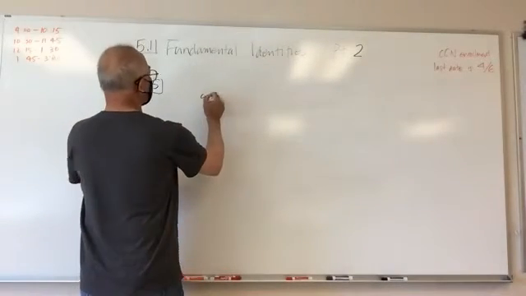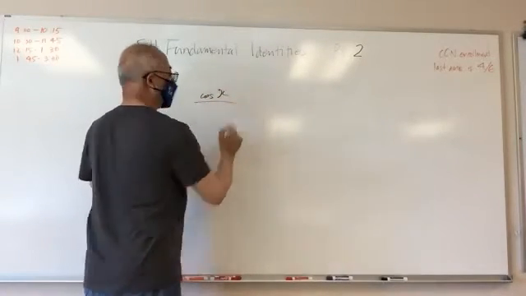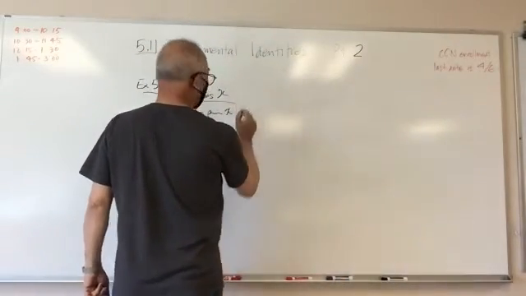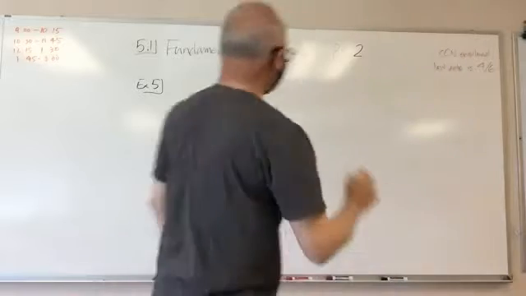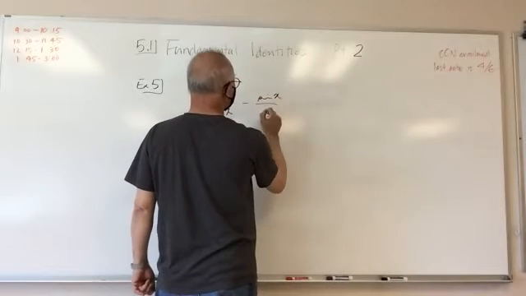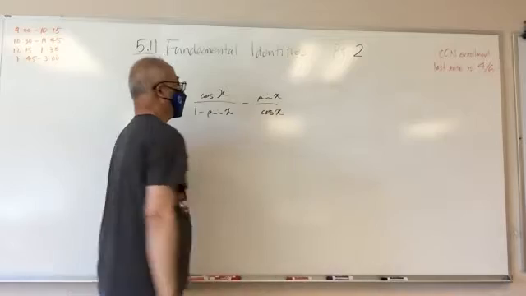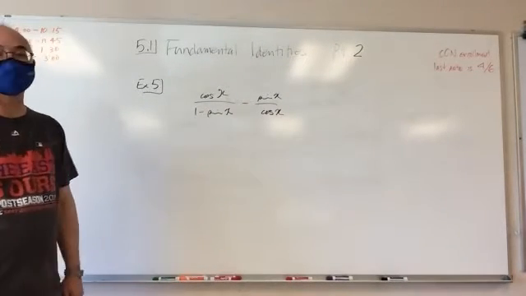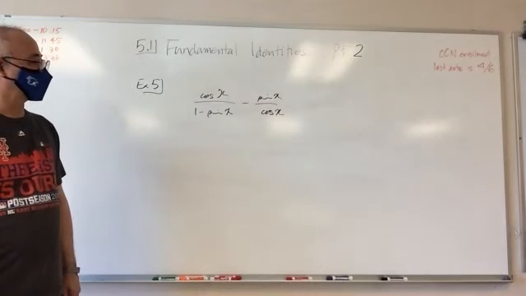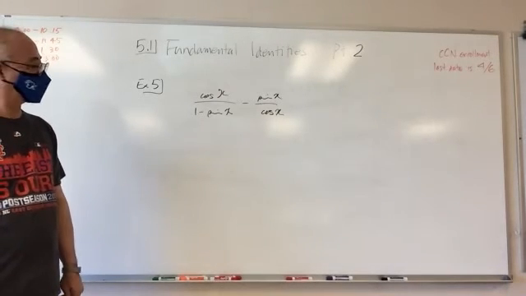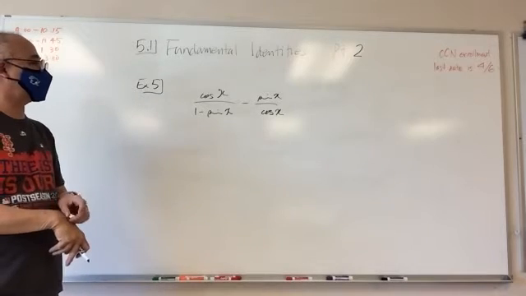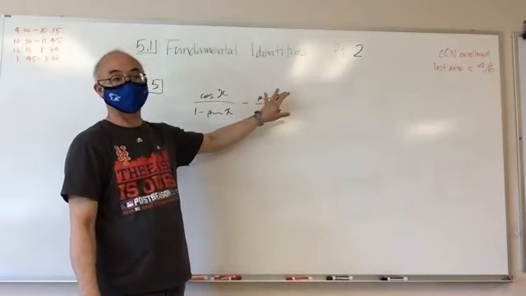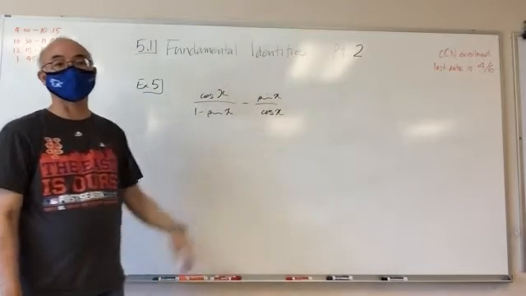So I have cosine x over 1 minus sine x, and then I have minus sine x over cosine x. Okay, so I'm trying to simplify this. So what would be the logical thing to do here? You could do that, but that would leave you with a rational function, one thing over another, which really doesn't give you a whole lot to work with at that point.